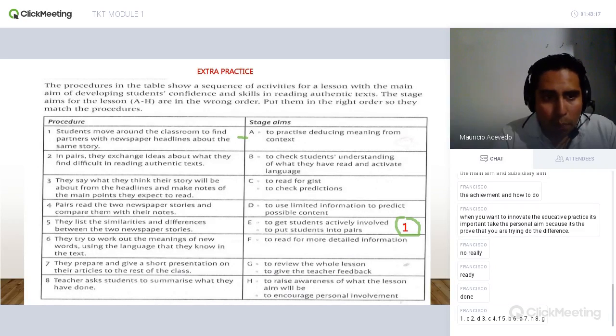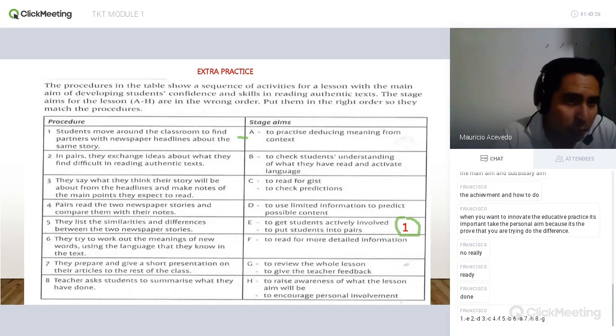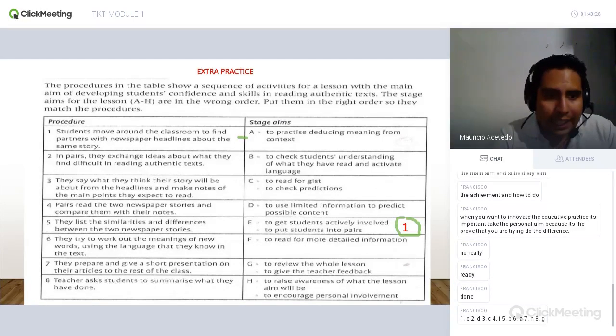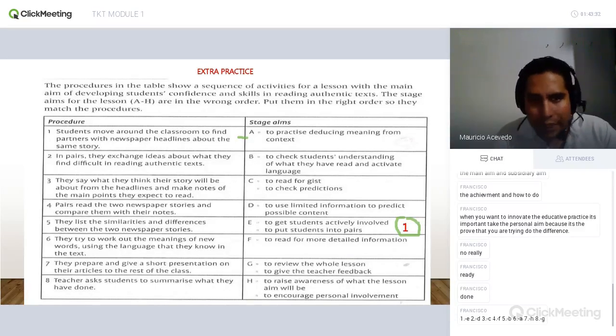Uh-huh. Number four, pairs read the two newspaper stories and compare them with their notes. So for you, it's letter F, to read for more detailed information. Could be. Number five, they list the similarities and differences between the two newspaper stories. And according to you, number five is B, to check students' understanding of what they have read and activate language.